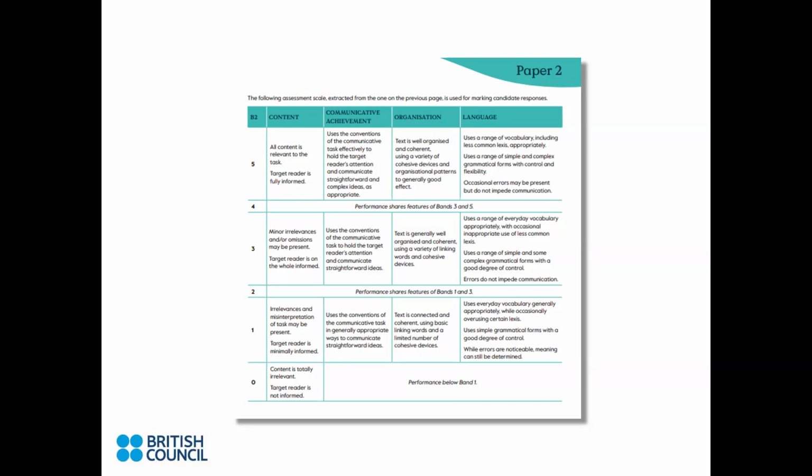Looking at the scales here, you can see that essentially there are four criteria: content, communicative achievement, organization, and language. And some of them speak for themselves, but let's just reflect on them. So language, obviously vocabulary and grammar, and keywords here are accuracy and appropriacy and range.